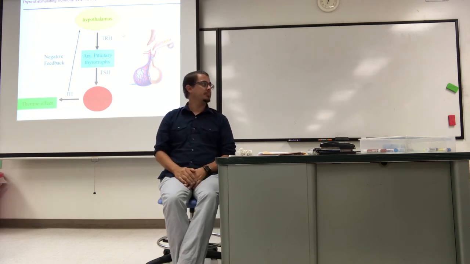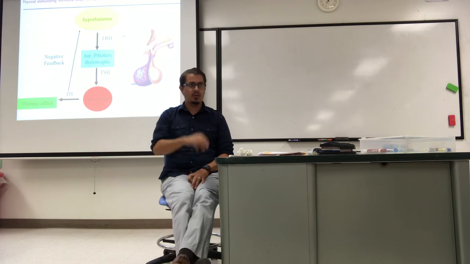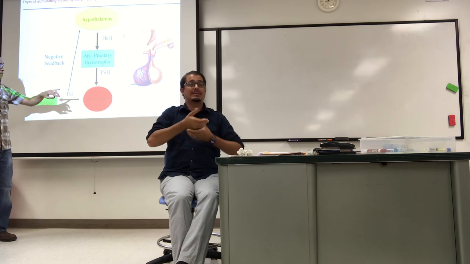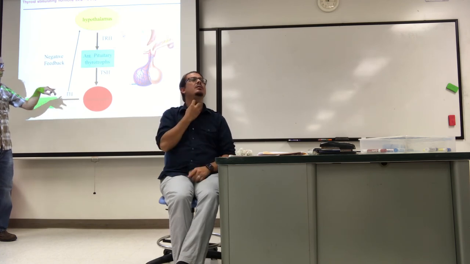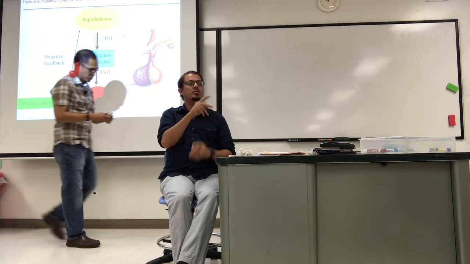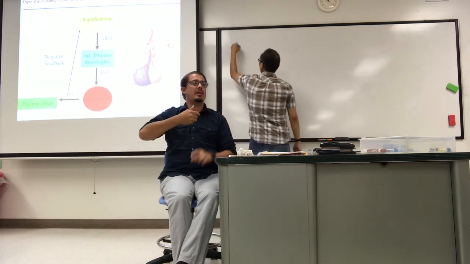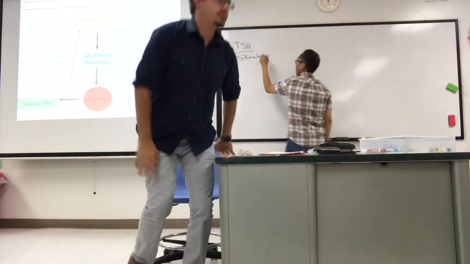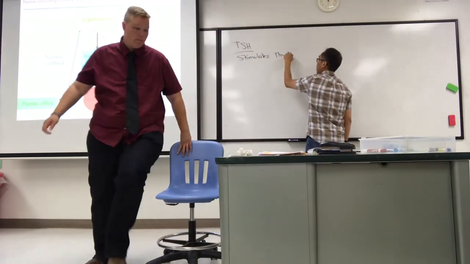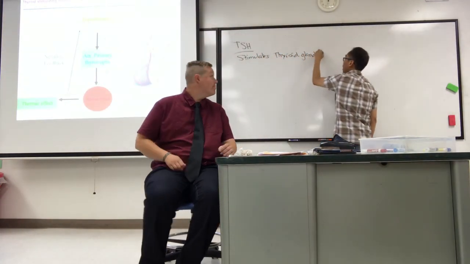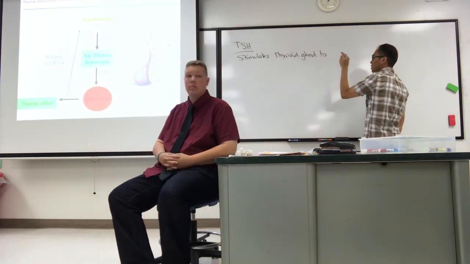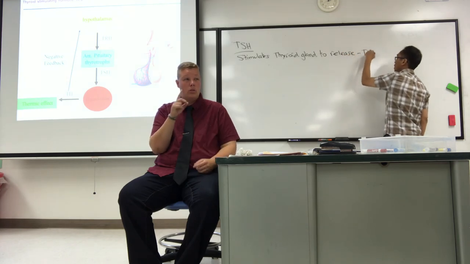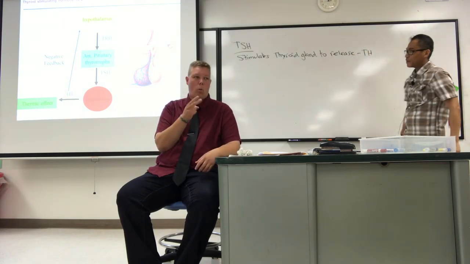All right, so for thyrotropin-releasing hormone, when that releases TSH, you're going to stimulate the thyroid gland to produce thyroid hormone. TSH is the secretion from the anterior pituitary. What I'm writing is, it stimulates the thyroid gland to release or secrete TH, thyroid hormone. So there is some negative feedback here.